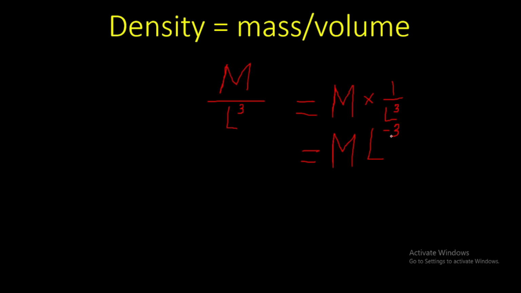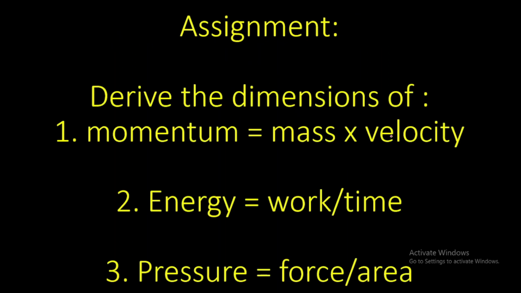Okay, let's see. I have an assignment for you. Derive the dimensions of the following quantity: momentum, mass times velocity. Remember, you don't need to dimension mass again. It's velocity you need to dimension. Already in this video, I have the dimension for velocity. So you can just substitute and get your answer.